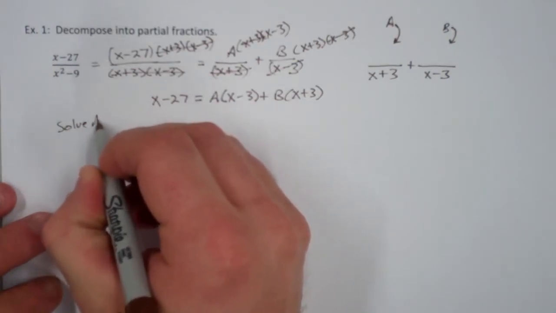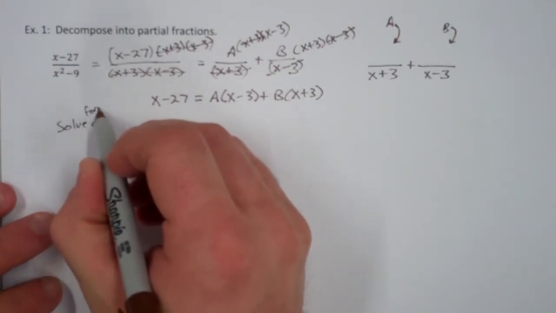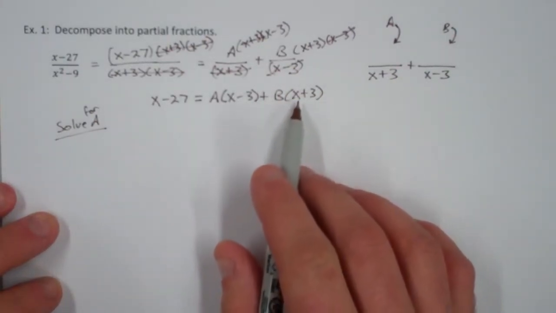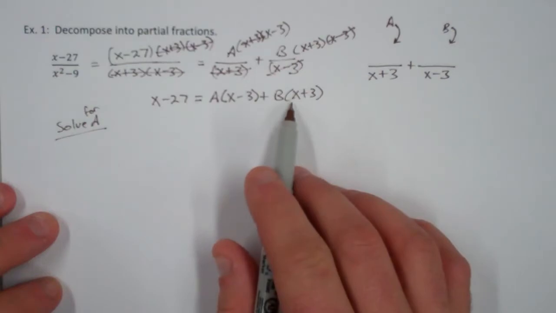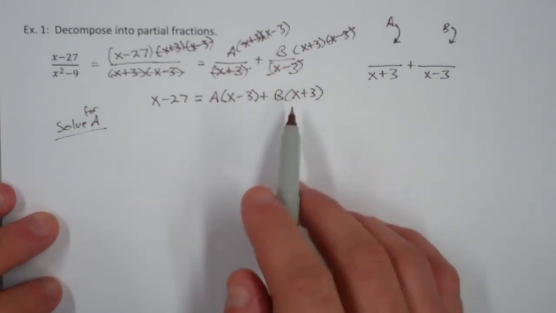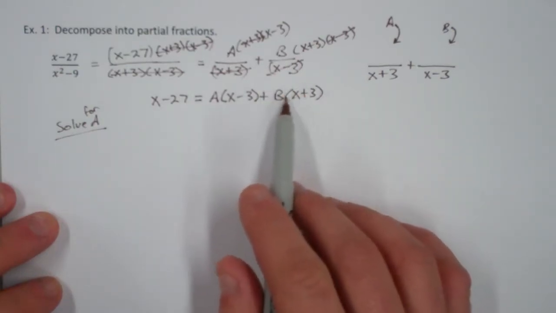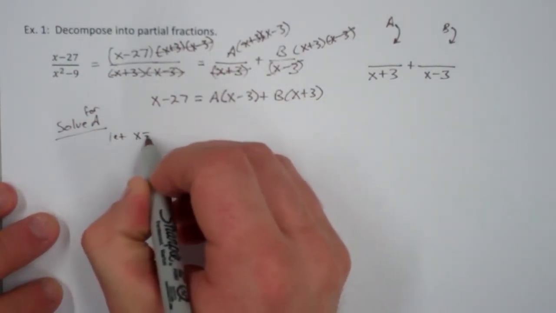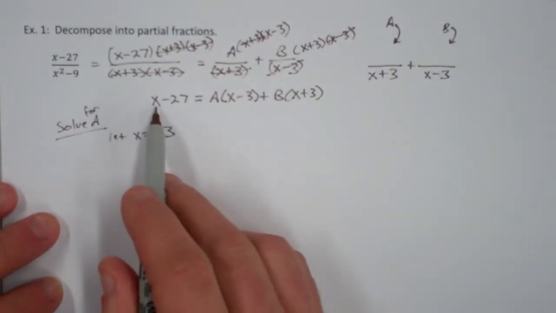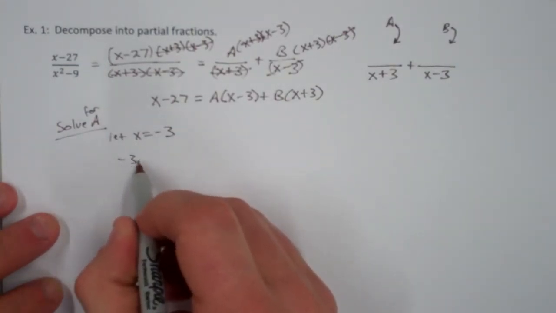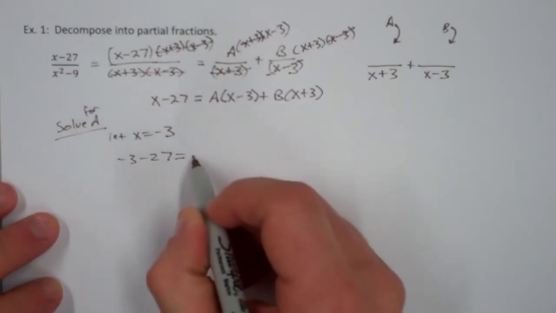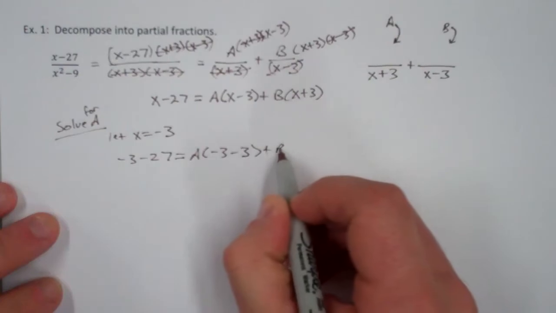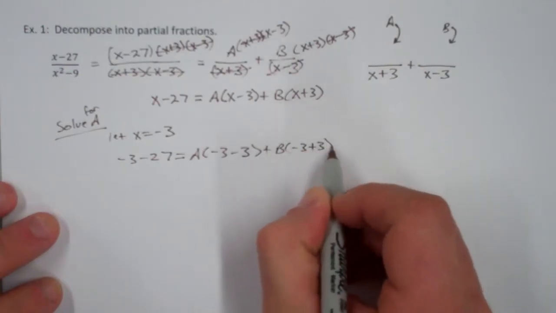So we'll put solve for a here. And to solve for a, we want this whole thing over here to go away. So an x value of negative 3 would cause that to happen. So you want this factor here to be 0. So let's let x equal negative 3. Well, if x is negative 3, that one's negative 3. So negative 3 minus 27 is equal to a times negative 3 minus 3, plus b times negative 3 plus 3.